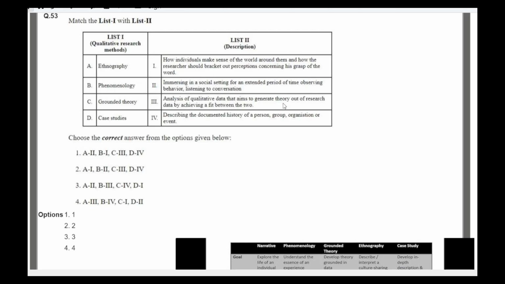Grounded theory is a very simple analysis of qualitative data that aims to generate theory. When we want to generate any theory out of research, we use grounded theory. And the first one is case study. You have heard about case study. Definitely, you have heard about case study. So it's about describing the documented history of a person, group, organization, or event. So your option number one should be the right answer for this question.